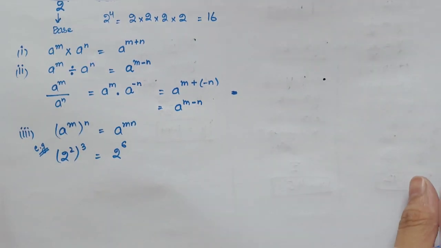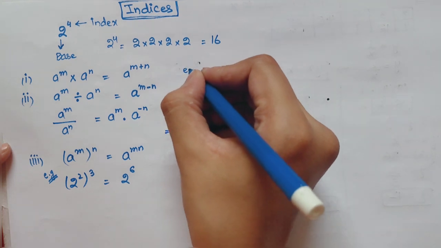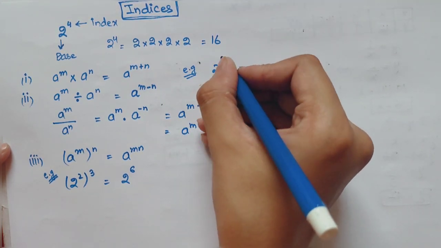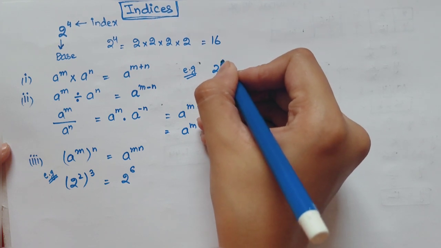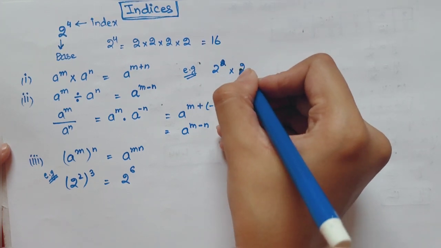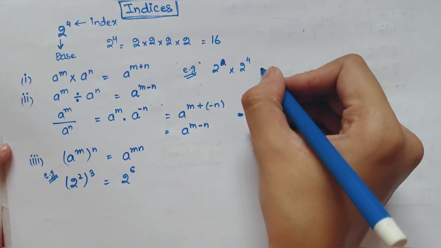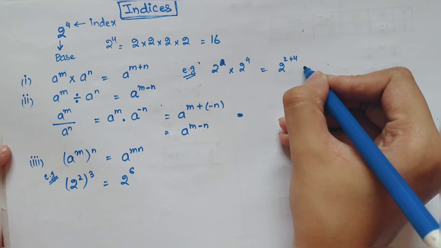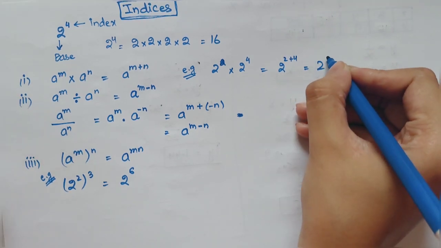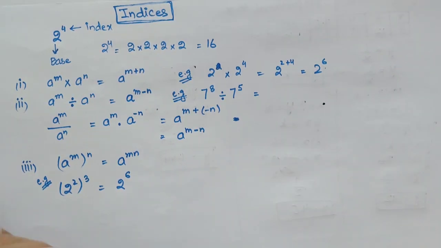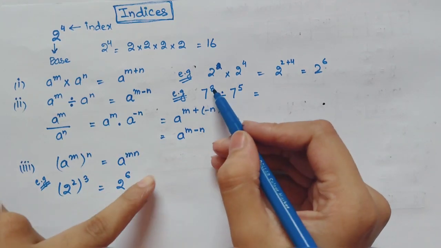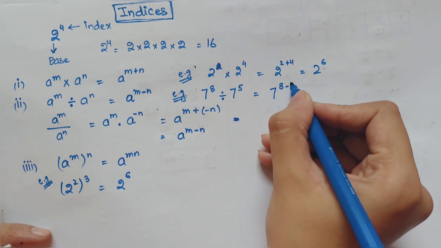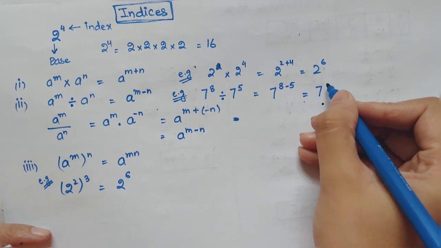Okay, I would say we have to write the examples of the first two laws again. Example: 2 power 2 multiplied by 2 power 4. Base same, powers add, 2 plus 4, you will write 2 power 6. Our next example for division is 7 power 8 divided by 7 power 5. You have to write 7 power 8 minus 5, it becomes 7 power 3.